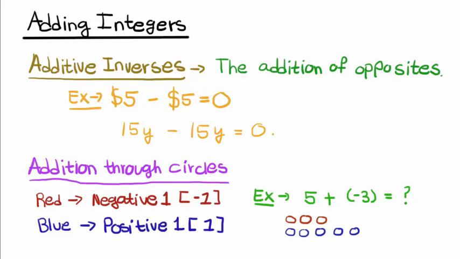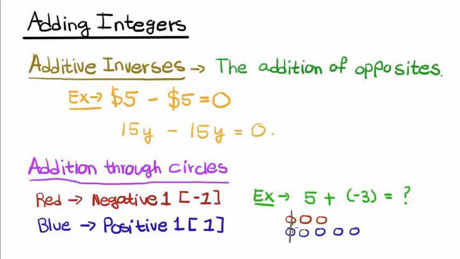Now the next thing that I do is I cross out one red circle with one blue circle, because at the beginning of the video we went over the concept of additive inverses, in which we learned that if I add 1 and -1 together, I'll get a 0. So one red circle and one blue circle will produce the answer of 0.